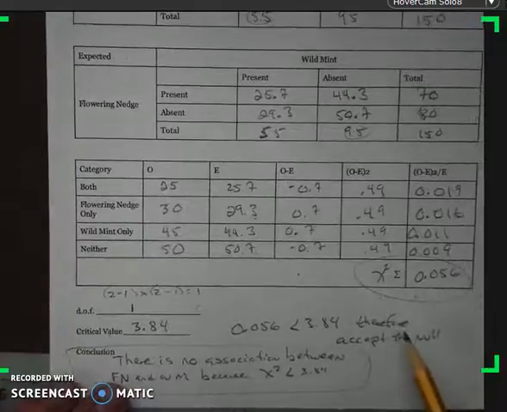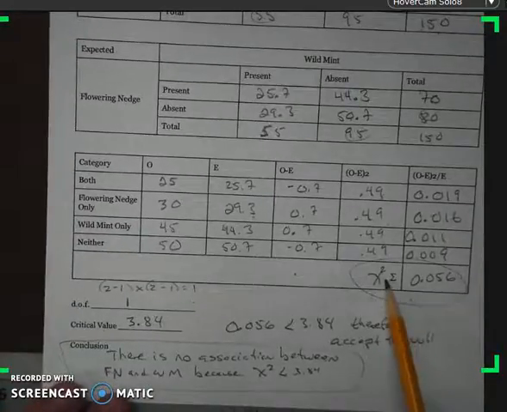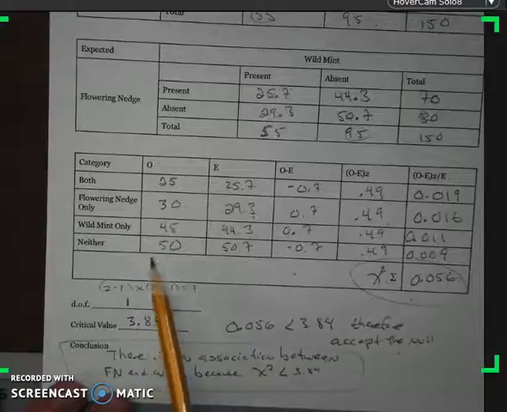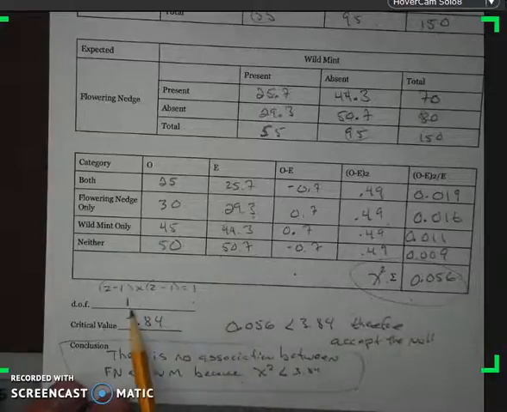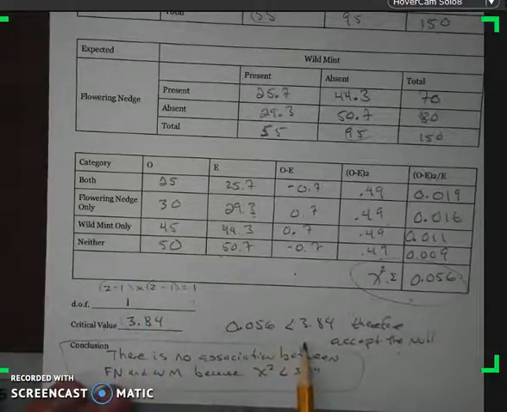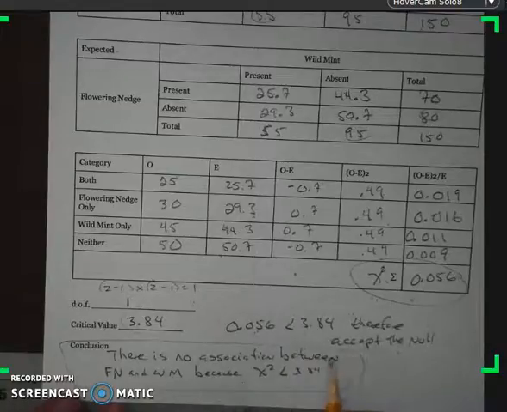That's the skill that you're going to really need for your test. Given a chi-square value, can you get the degrees of freedom from the data table, get the correct value out of the chart, and properly apply the idea that the chi-square calculated is less than the critical, therefore accept the null?